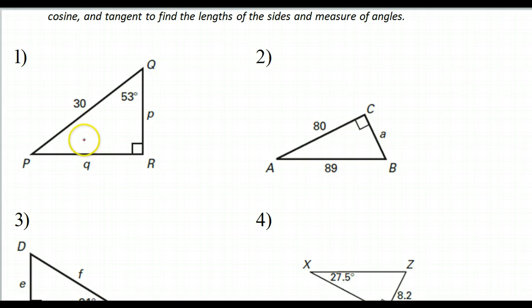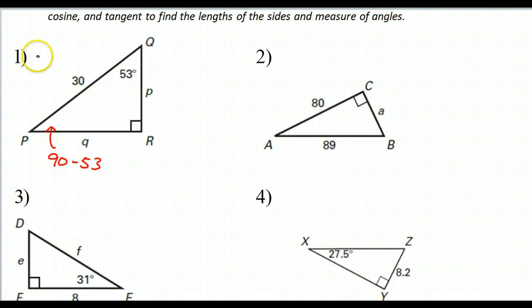Okay, let's get the easiest part out of the way, angle P over here. If I want to find the measure of angle P, I'm going to do 90 minus 53 because this is 53. So that means that angle P is going to be 37 degrees. Okay, so that's one of the three things I need to find. Now I need to find P and Q. Let's start with P.